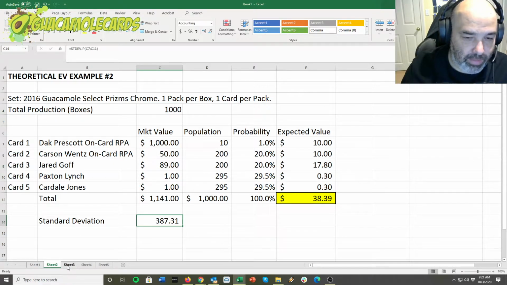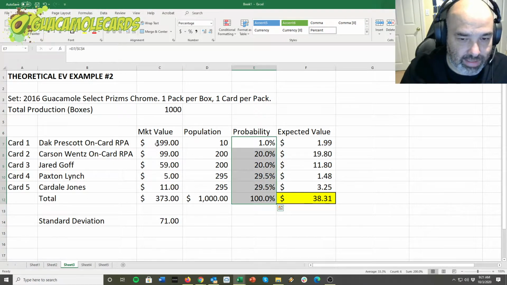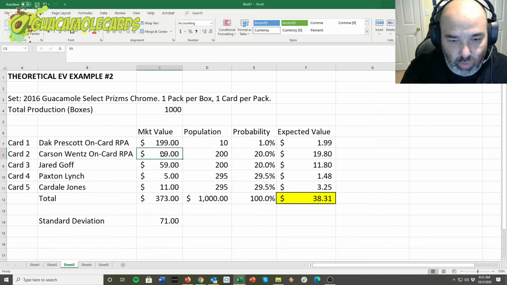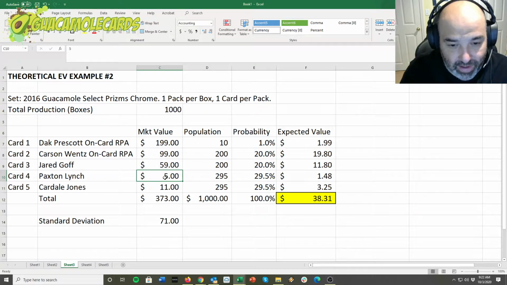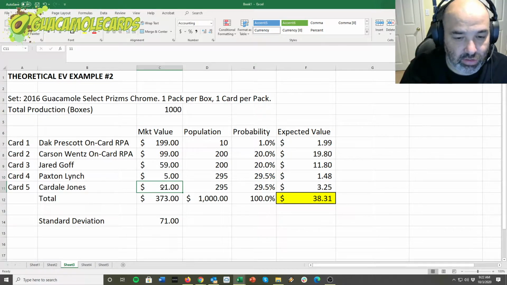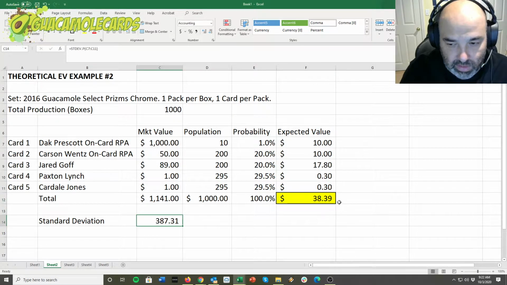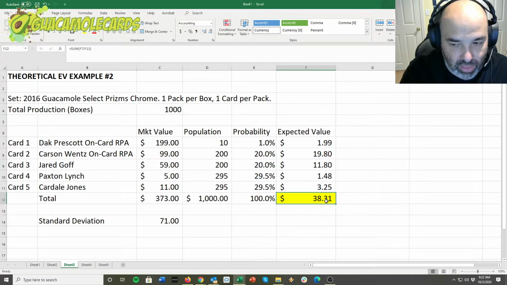Let's go to another example. This is the exact same cards in the exact same set, except I've changed the market values. So now the Dak's only worth $199, Wentz is worth $99, Goff $59, Paxton Lynch you still get $5, Cardale Jones you still get $11. Expected value is still roughly the same, $38.31. It was $38.39 on our first example, but now it's $38.31.